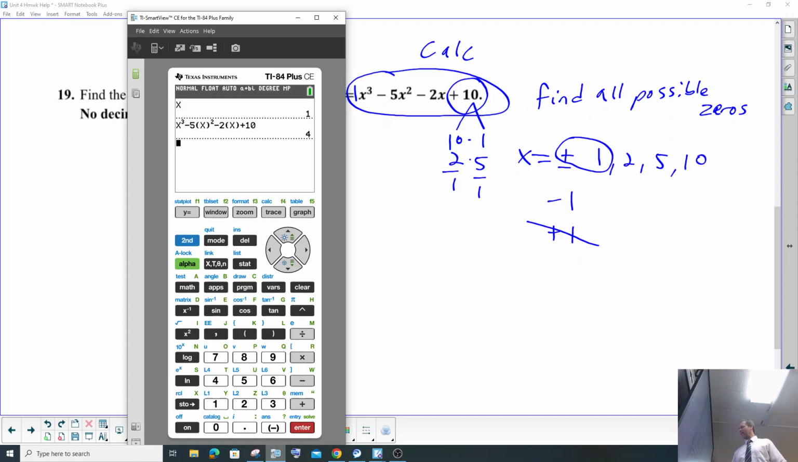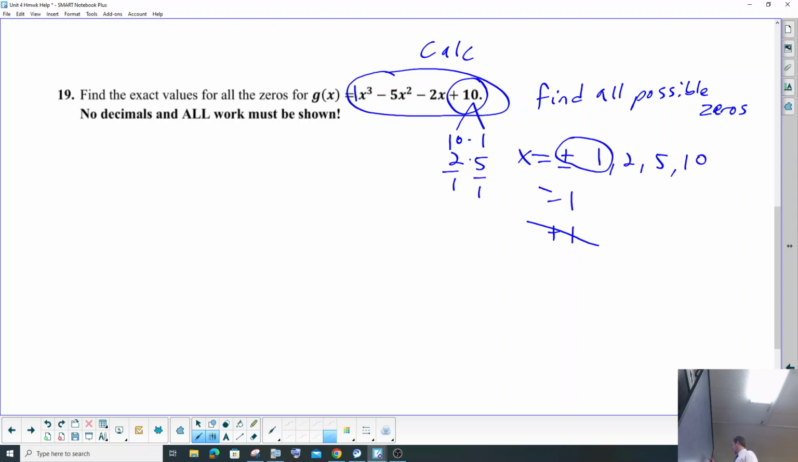So then we go ahead and store negative 1. Where's the store button? It's right here next to the 1. Can you see it? Do you see it's red right now? See the STO arrow? So negative 1 store into x. And now whenever I type an x in, it's going to give me negative 1. So now if I push second, enter, second, enter, second, enter, it brings up the equation. And now what does negative 1 give us? A 6. That's not a remainder of 0, so that doesn't work either.